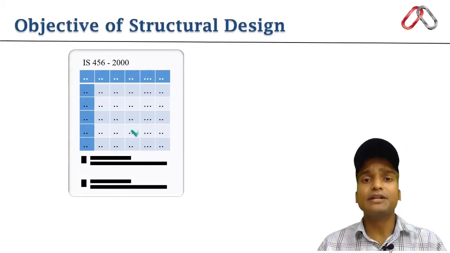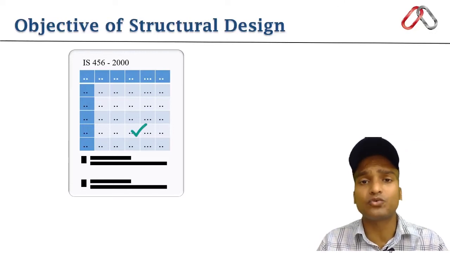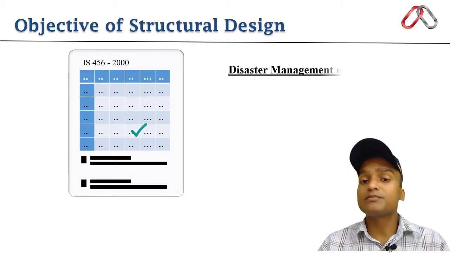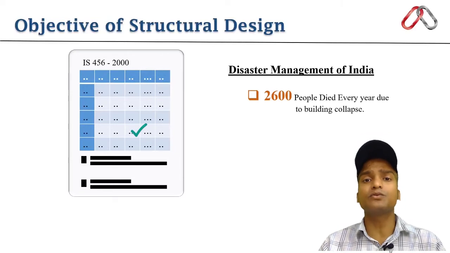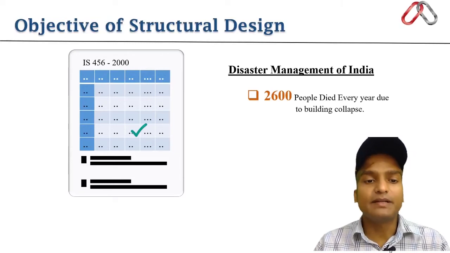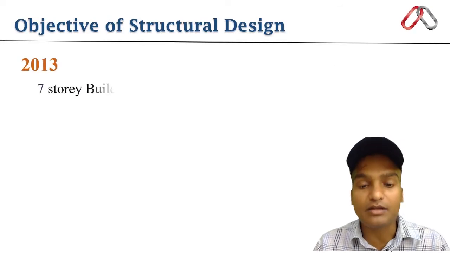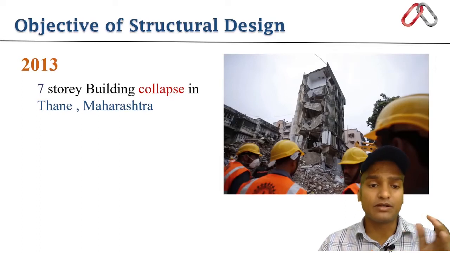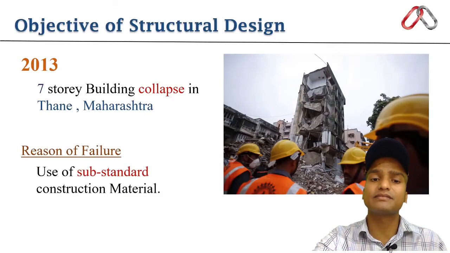And if the induced stresses exceed the critical value mentioned in the IS code, then what will happen? The structure will collapse. According to Disaster Management of India, almost 2600 people die every year due to building collapses. For example, in 2013, a 7-story building in Thane collapsed and almost 70 people died. The reason for the failure was the use of substandard construction material.